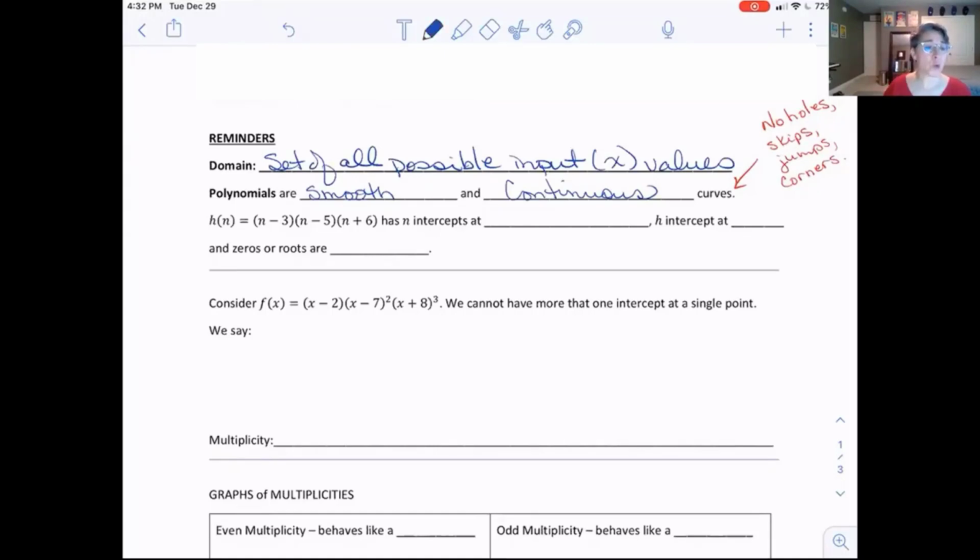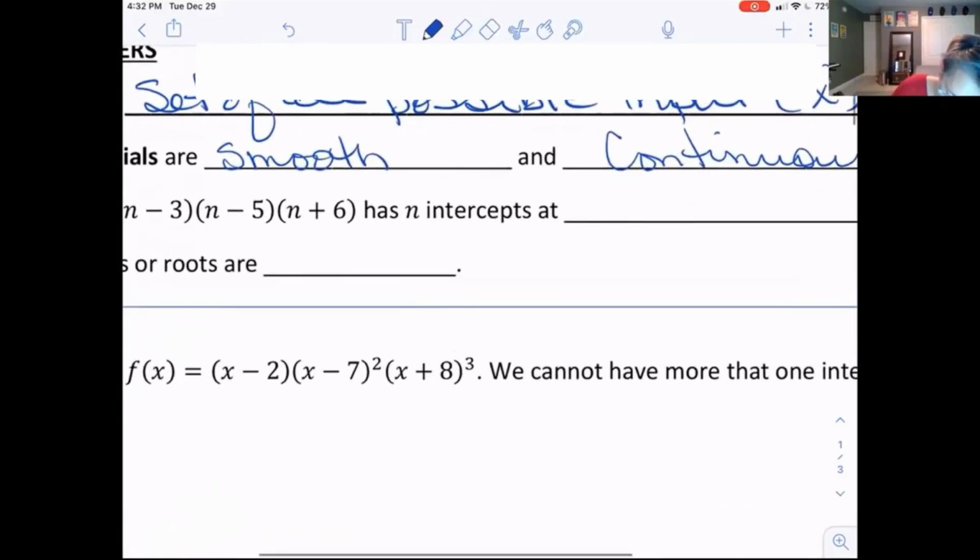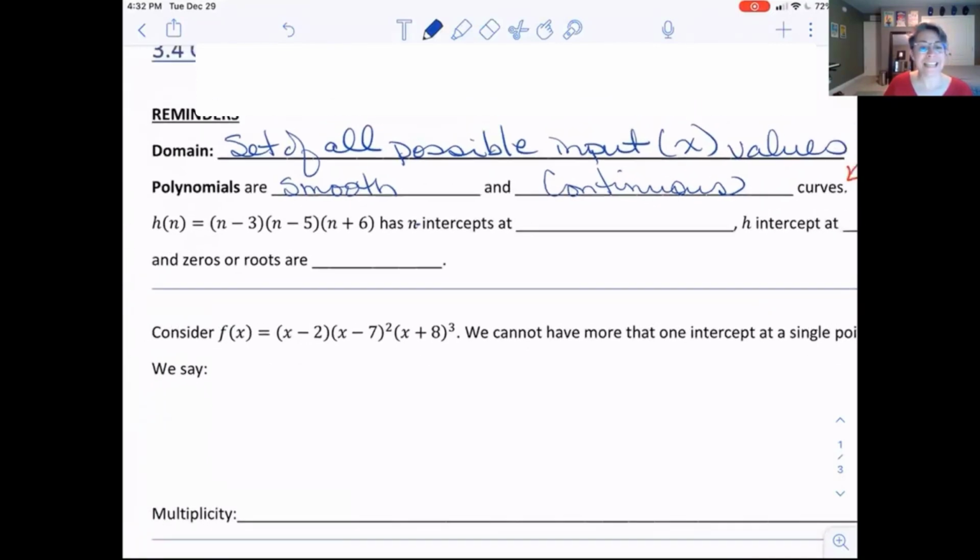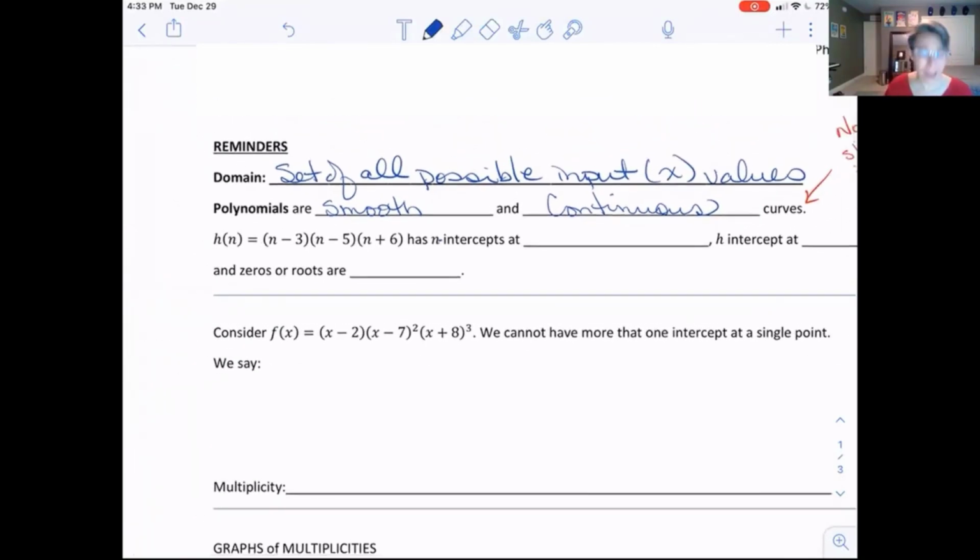So for example, this polynomial h of n, where we have the binomial n minus 3 times n minus 5 times n plus 6, has n-intercepts. Let's put a hyphen in there so you don't think that's the number of intercepts. It's like saying x-intercepts. So it has the horizontal intercepts at (3, 0), (5, 0) and (-6, 0). Remember, we find those by setting each of those binomials equal to 0.